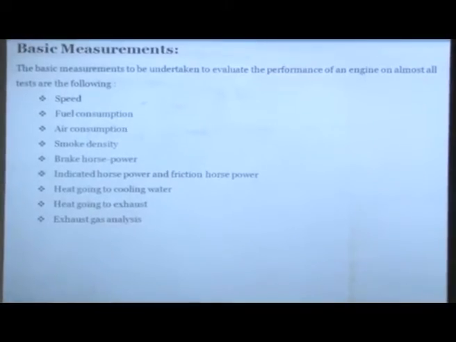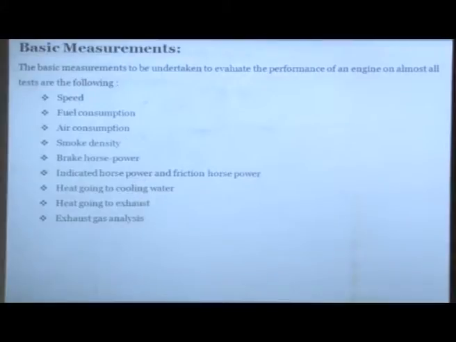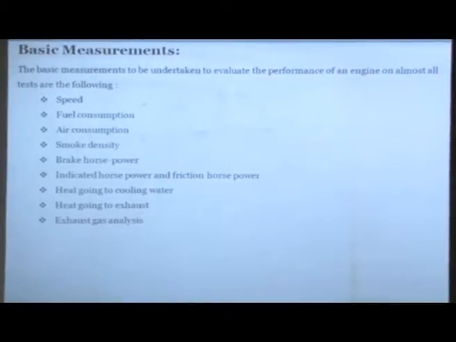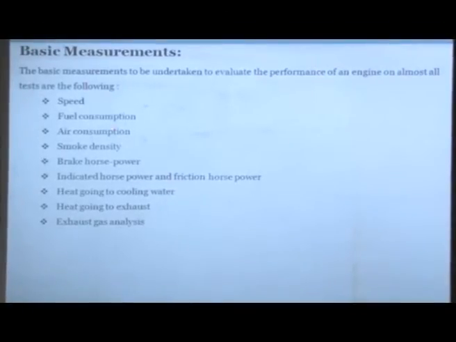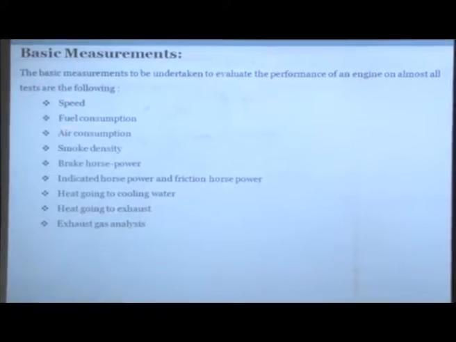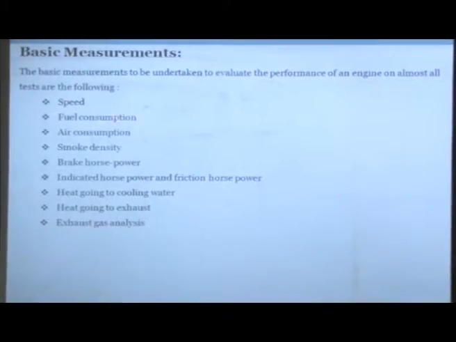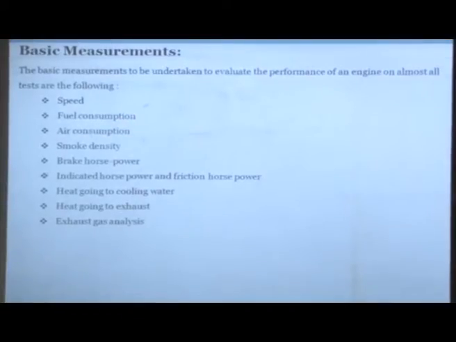Now the question is, if you want to evaluate the performance of a particular engine that you have or have developed, what measurements should you take in order to measure these performance parameters? There are certain measurements, certain sensors that have to be put in the engine. What are the measurements? First basic measurement is speed. Second is fuel consumption. Third is air consumption. Fourth is smoke opacity or smoke density. Fifth is the power produced by the engine. Sixth is the indicated horsepower and frictional horsepower.